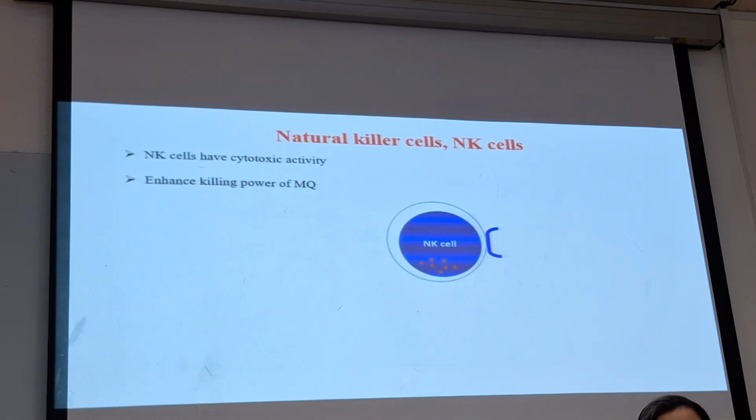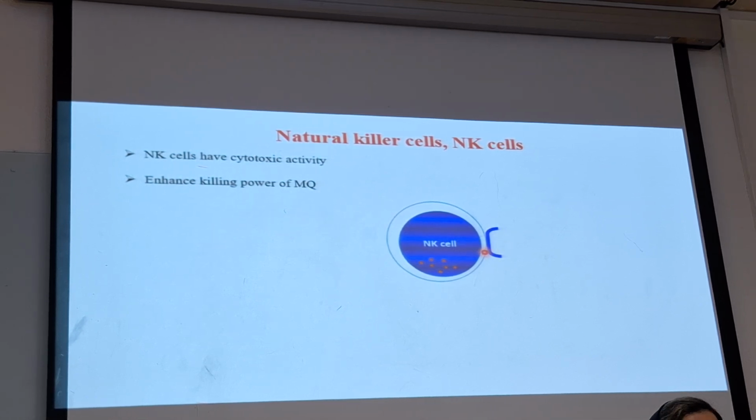NK cells, or natural killer cells, are being used these days as cell therapy for different types of cancers, for killing cancer cells. Unlike T lymphocytes, which I told you are restricted to recognizing antigens presented by MHC, NK cells are not restricted to MHC molecules for recognizing antigens.